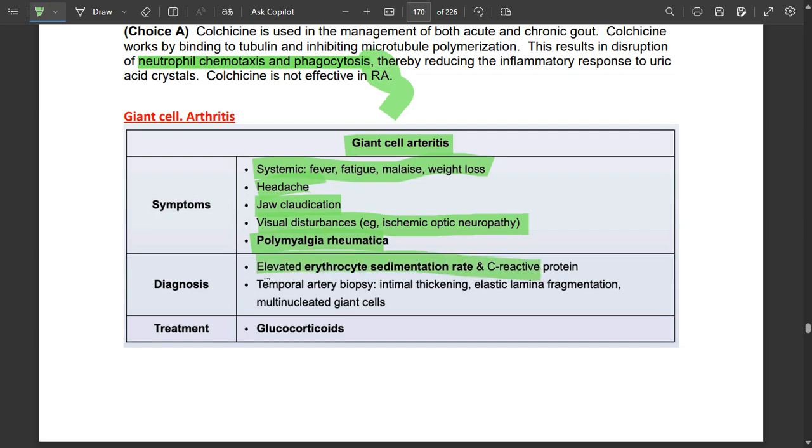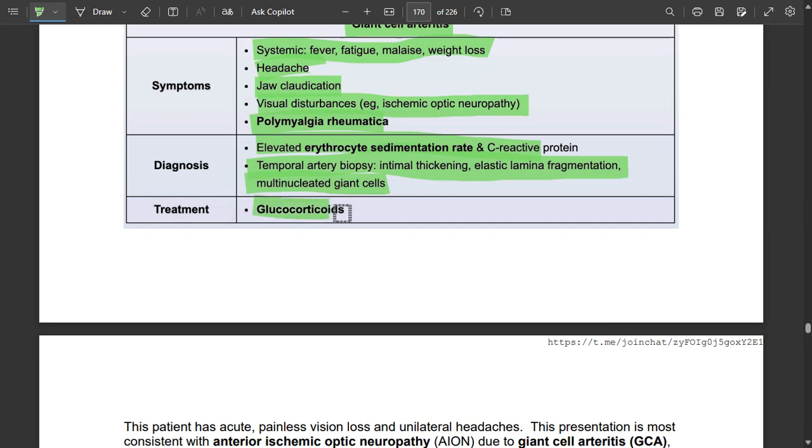ESR and CRP are raised. Temporal artery biopsy can be done. Intimal thickening, elastic lamina fragmentation, and multinucleated giant cells are very common. So on biopsy, multiple giant cells can be seen, intimal thickening can be seen, elastic lamina fragmentation can be seen, and glucocorticoids are the mode of treatment.